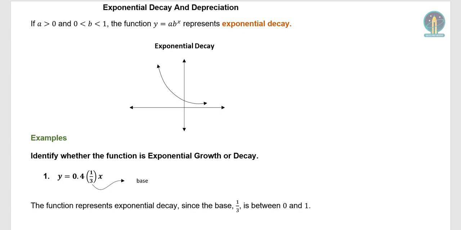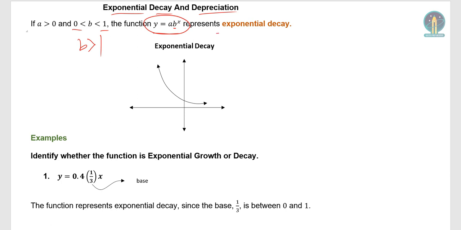In this concept, we're going to talk about exponential decay and depreciation. In the prior concept, we talked about exponential growth. In this case, we'll talk about exponential decay, and the main difference is in the b term of the exponential equation. Whereas in exponential growth, the b term had to be greater than 1, in this case the b term is between 0 and 1, so it's a fraction or a decimal.